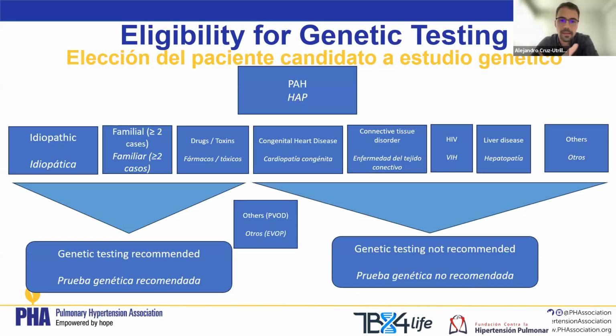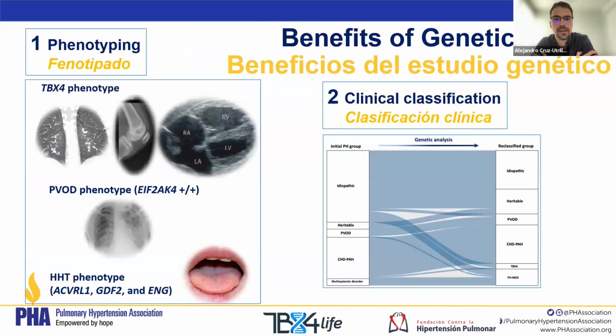So in other cases, in case of clinical suspicion of PVOD, the current consensus also recommends the use of genetic testing. Could you put the next slide, please, Angela? Okay, and I would like to talk also about the benefits of doing genetic testing. I will divide this in four parts. The first part is because we can phenotype our patient.